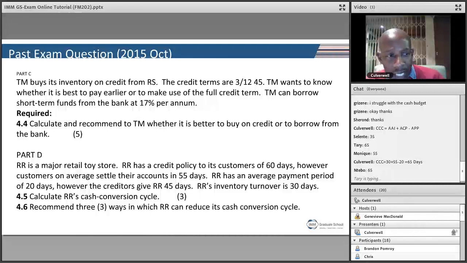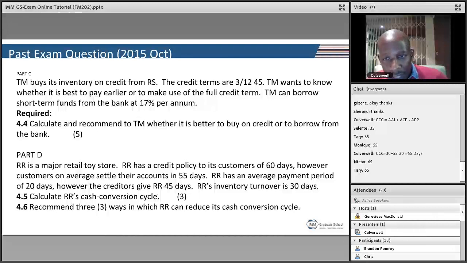So if you look here, it says RR is a major retail toy store. RR has got a credit policy to its customers of 60 days. That's what the policy says. However, customers on average are settling their accounts in 55 days. So you end up using the actuals. In this regard, the actual figure was 55 days, so my average collection period is going to be 55 days instead of 60 days.